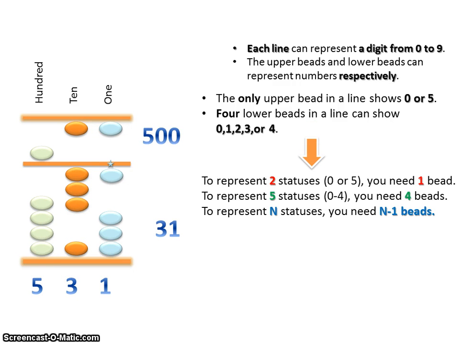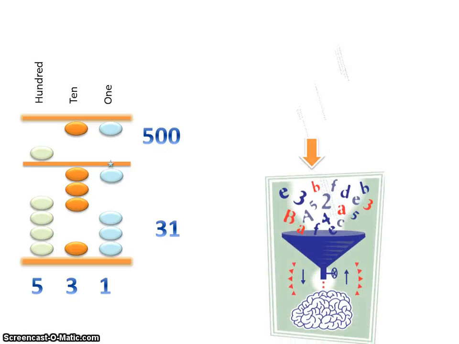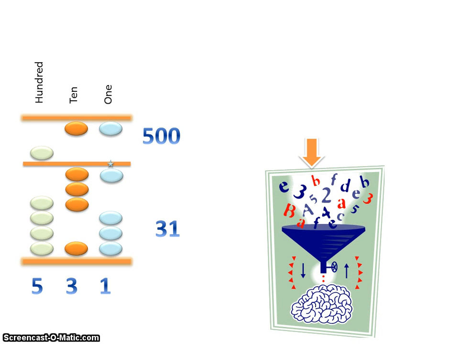So we can infer, to represent 2 status, you need 1 bit. To represent 5 status, you need 4 bits. To represent n status, you need n-1 bits. Keep this in mind.